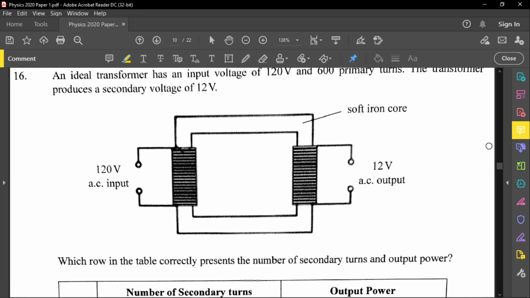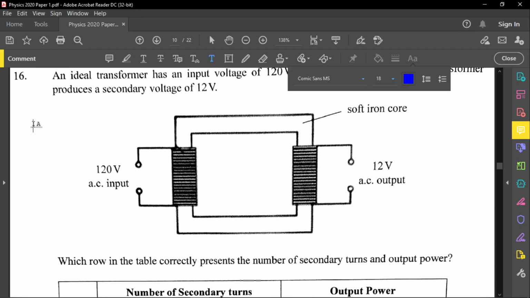So let's now calculate the output power and also the number of turns. First and foremost, let's calculate firstly our number of turns, because we need to calculate the number of turns. So let's do the formula quickly.